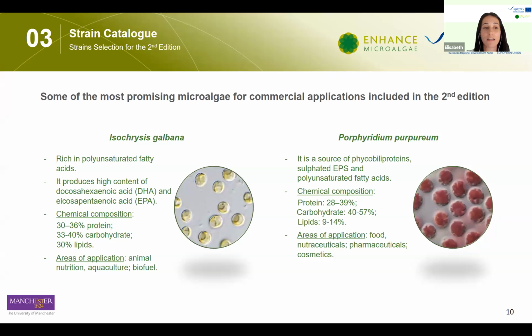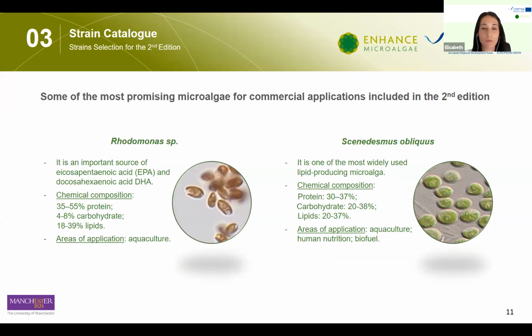Other microalgae that were included in this second edition were Rhodomonas and Scenedesmus obliquus. Rhodomonas is considered a relevant source of omega-3 fatty acids such as EPA and DHA, presenting in this way an important role in the aquaculture sector. And Scenedesmus is a freshwater microalgae widely used as a lipid producer, its main areas of application being aquaculture, human nutrition, and also as a source of energy.